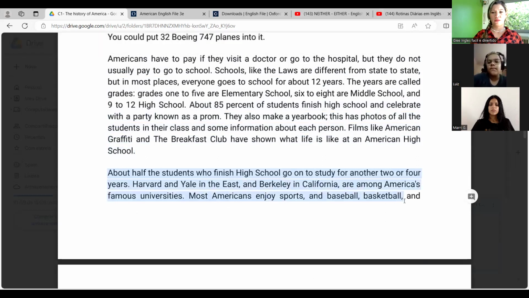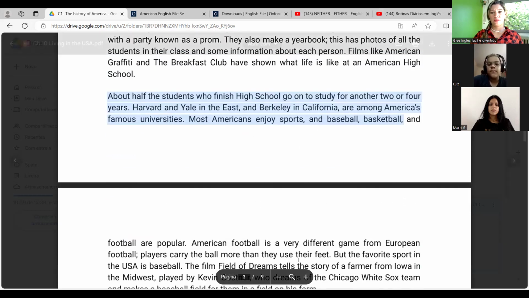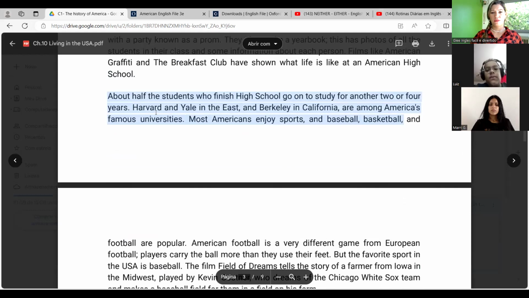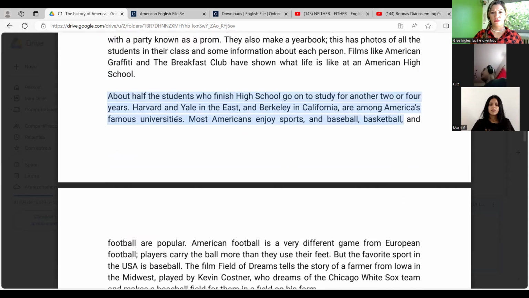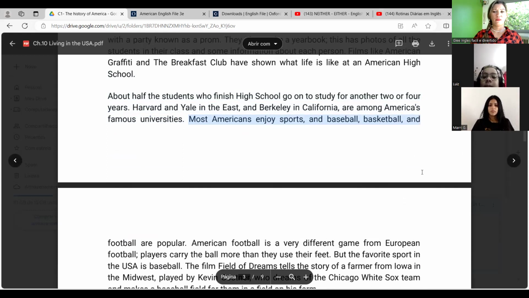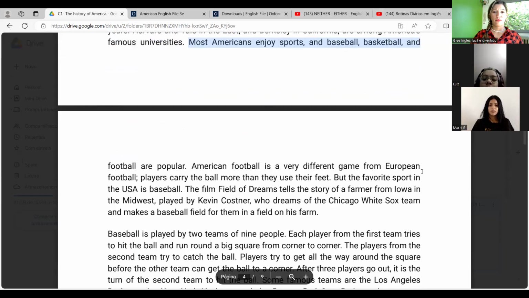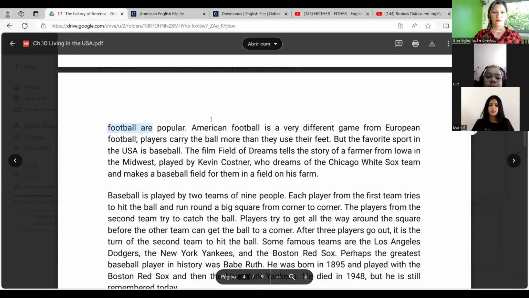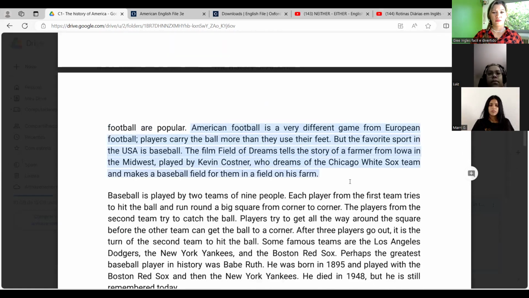About half the students who finish high school go on to study for another 2 or 4 years. Harvard and Yale in the East and Berkeley in California are among America's famous universities. Most Americans enjoy sports, and baseball, basketball, and football are popular. American football is a very different game from European football. Players carry the ball more than they use their feet.